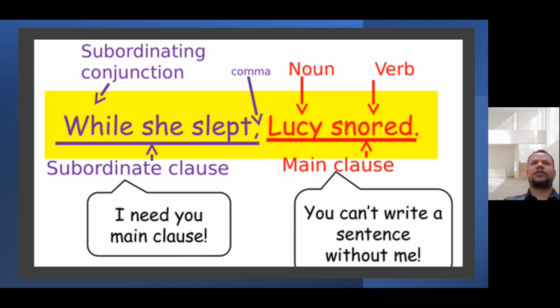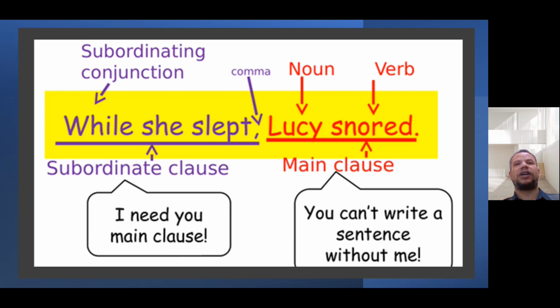Another example to be understood for you, subordinating conjunction like "while she slept." "While she slept" is not complete meaning because something should be happening. So "while she slept, Lucy snored" is a main clause. Yes, now it is a main clause with a subordinate clause.